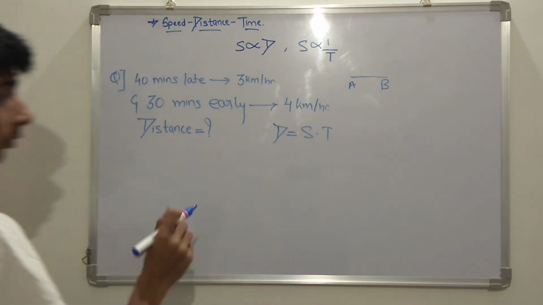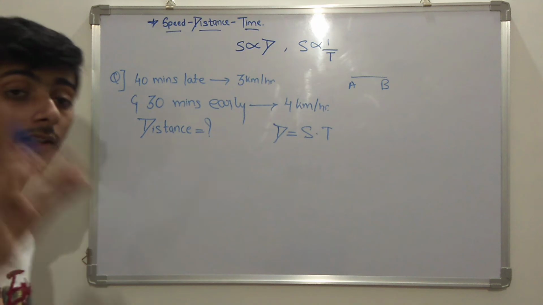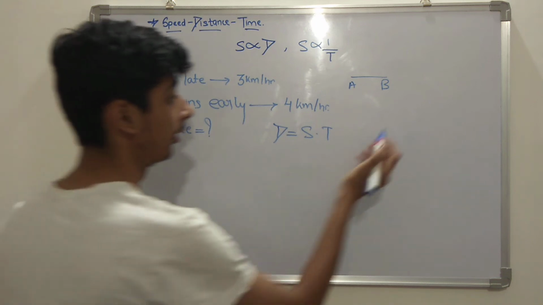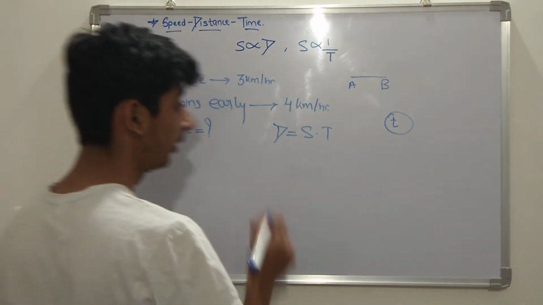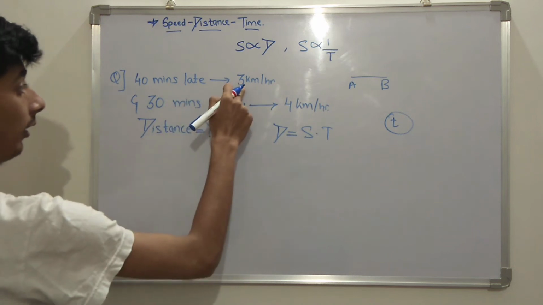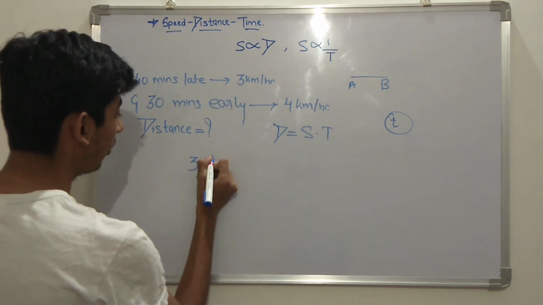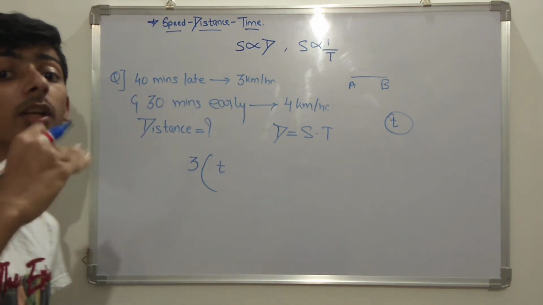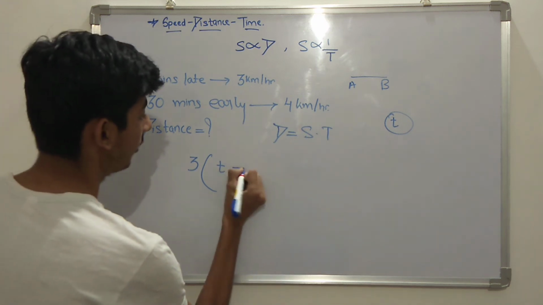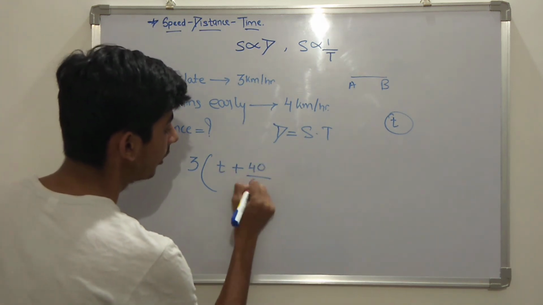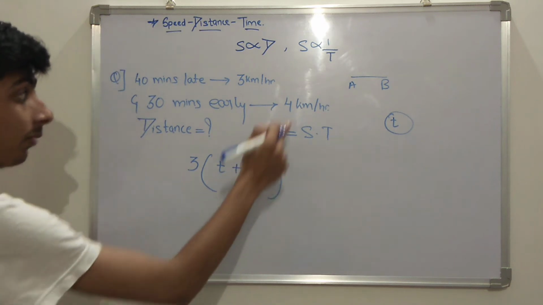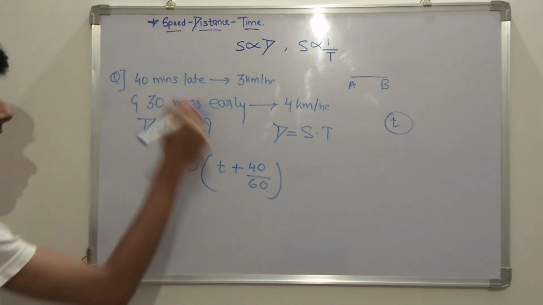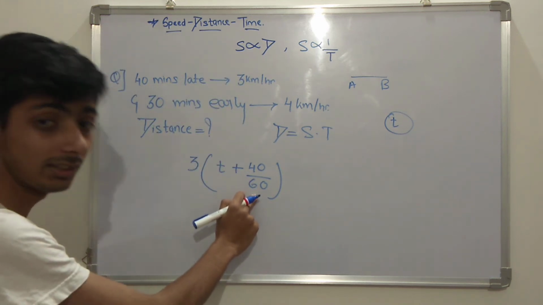Here if we take t as the time when the person is neither late nor early, then at the speed of 3 kilometers per hour, he would be 40 minutes late, meaning plus 40 minutes more. It would be equal to 40 upon 60. Here we divide by 60 because the given speed is in kilometers per hour, so we need to convert minutes into hours.